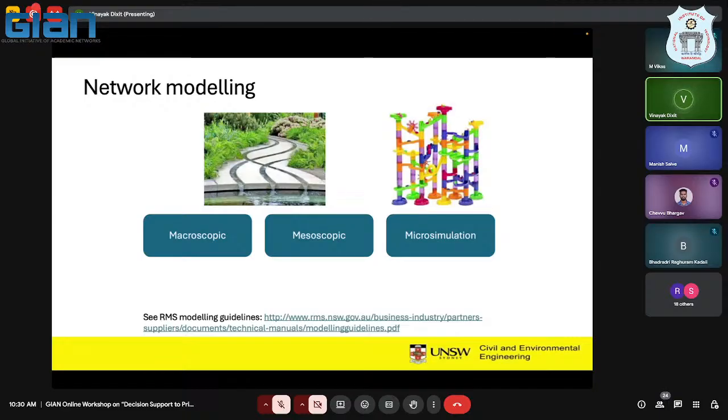Mesoscopic is you have queue spillback, and it is dynamic. But what you're doing is you're looking at it as a flow of vehicles. So you're not looking at acceleration, deceleration patterns for every vehicle. And then the final one is micro simulation, which you're looking at for every individual vehicle. Any questions on this so far?